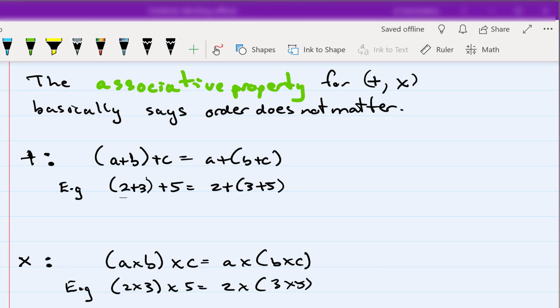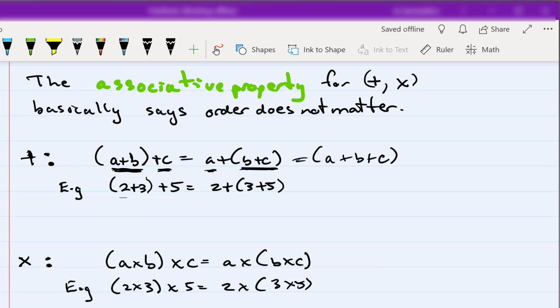Let us now turn our attention to the associative property for addition and multiplication. This basically says that the order of grouping does not matter. For example, in addition, if I have A plus B and then add that to C, that is going to be the same as saying A plus, and then B plus C, which is just A plus B plus C.